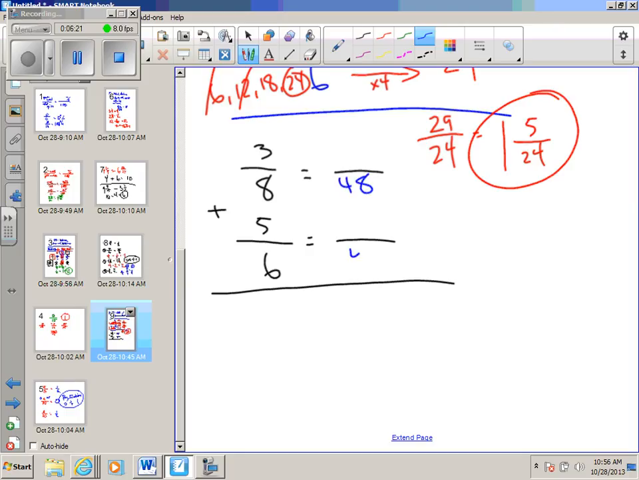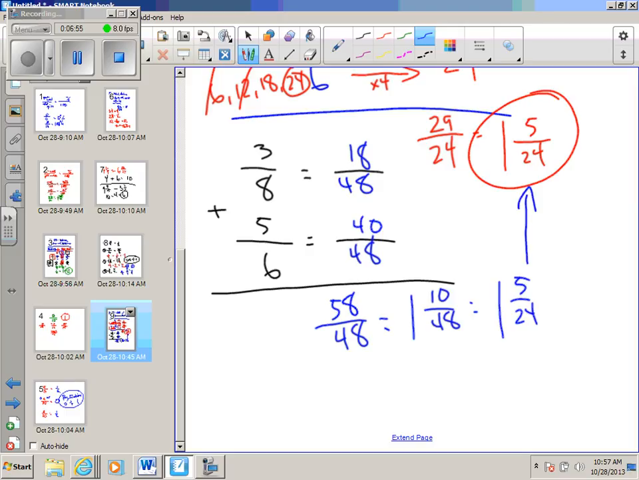Could it work with 48? Let's test it. 8 times what is 48? 6 times 3 is 18. 6 times 8 and 5 times 8. 18 plus 40. 58, or 48 into 58, 10 left. Can I simplify 10 and 48? It's the same. Is it the same? Yes.